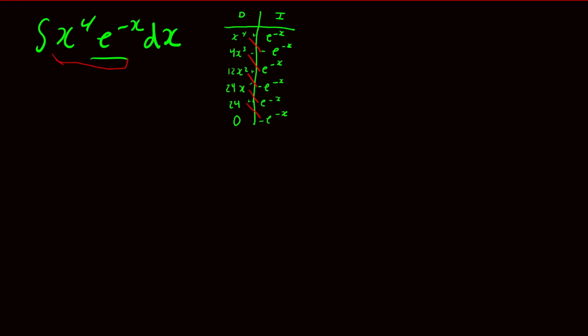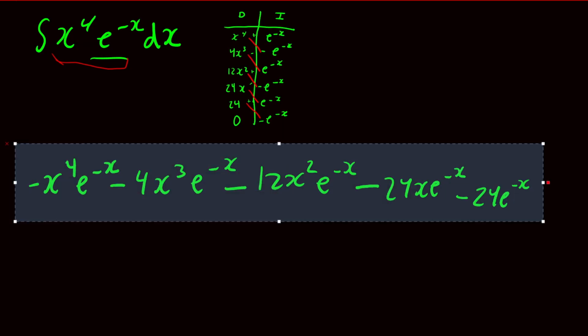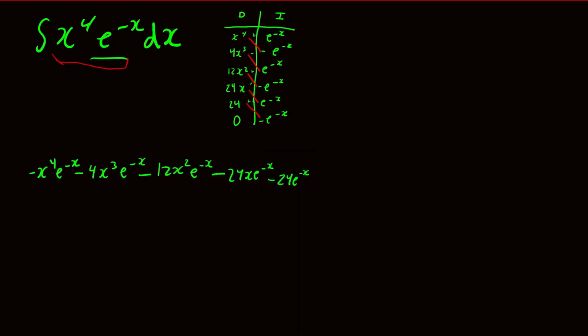Alright, so now we're just going to do our simple multiplication on the diagonals, right? So it's a plus, but this is a minus, so it'd be minus x to the fourth e to the negative x, and then minus 4x cubed e to the negative x, minus 12x squared e to the negative x, minus 24x e to the negative x, and then minus 24 e to the negative x. And let me make this a little bit smaller too. Alright, and then plus c.